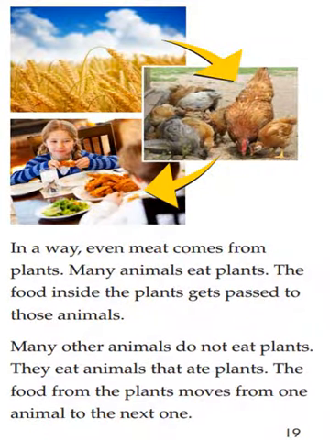In a way, even meat comes from plants. Many animals eat plants. The food inside the plants gets passed to those animals. Many other animals do not eat plants. They eat animals that ate plants. The food from the plants moves from one animal to the next one.